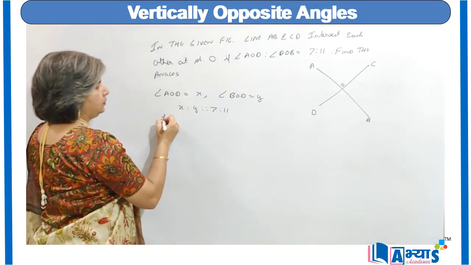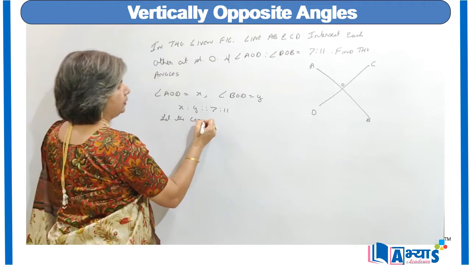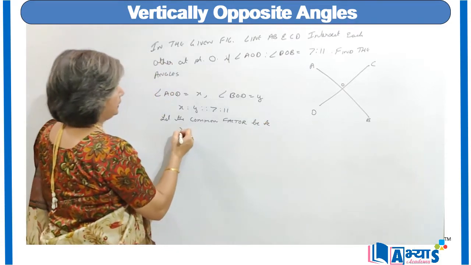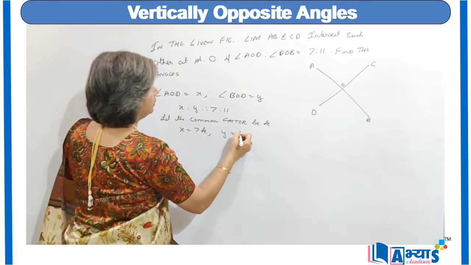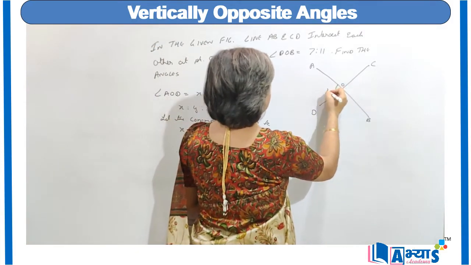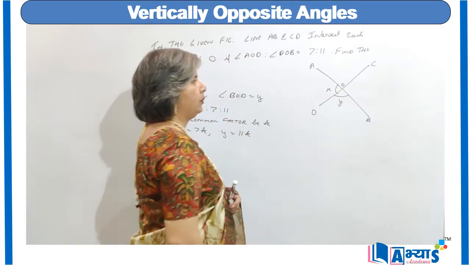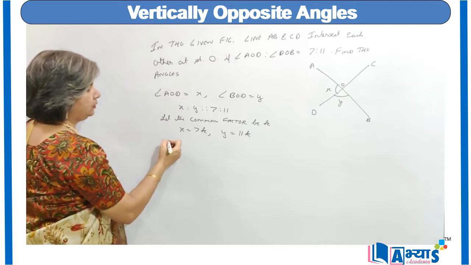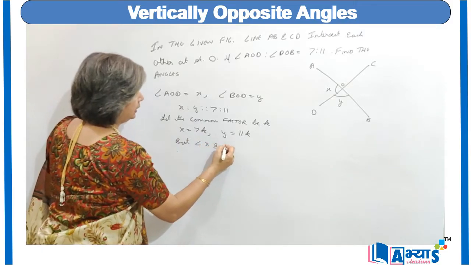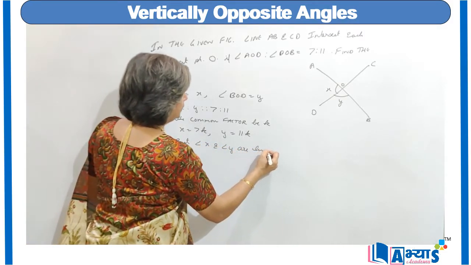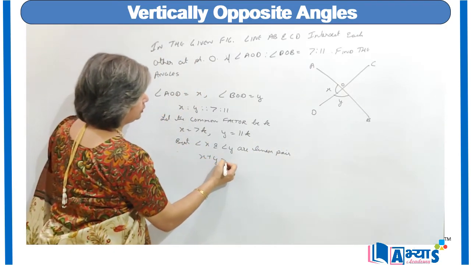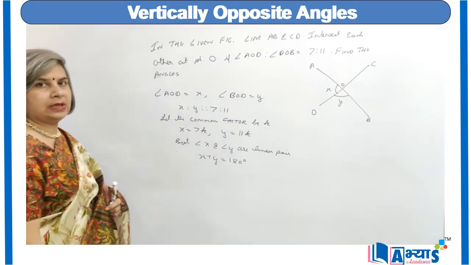So let the common factor be K. So X is equal to 7K and Y is equal to 11K. Now we know that AOD is X and BOD is Y. But we know that angle X and angle Y are a linear pair. So X plus Y is equal to 180 degrees because they are on a straight line AB and OD is the ray.